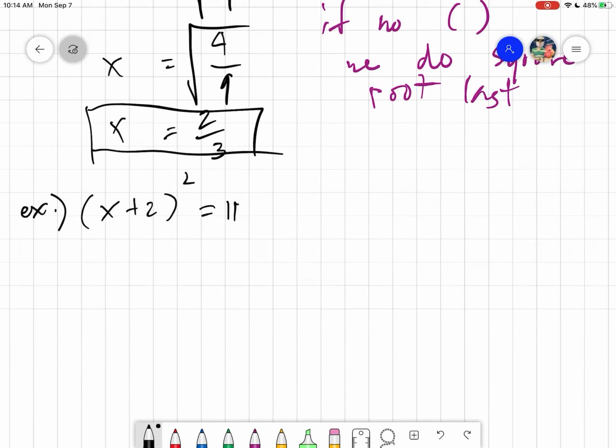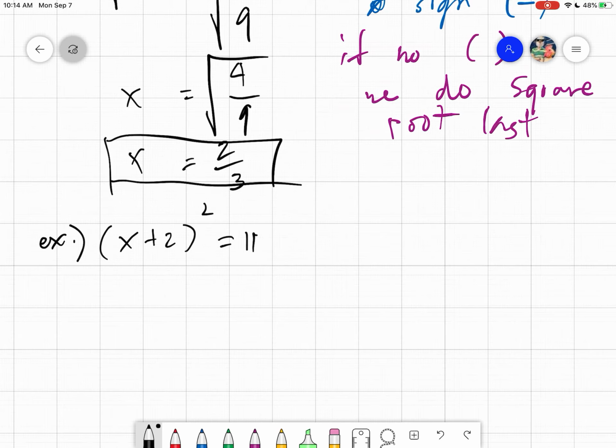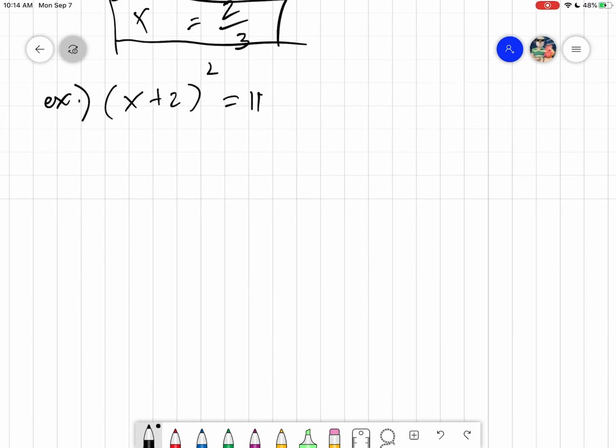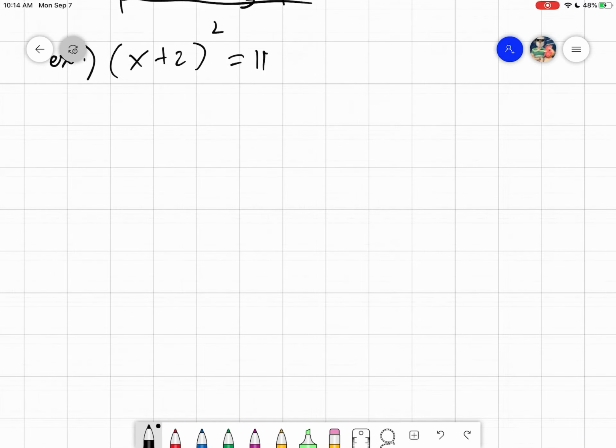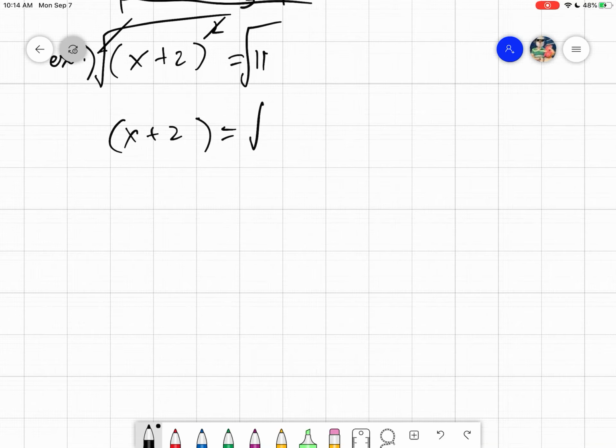But sabi ko nga sa inyo, on this case, if there is no parenthesis, we do the square root last. On this case, we can do the square root immediately, kasi nga, may parenthesis. So, in this case again, we do the square root. We get the square root of both sides. And the square is already eliminated. So, what is left is x plus 2 is equals to square root of 11.